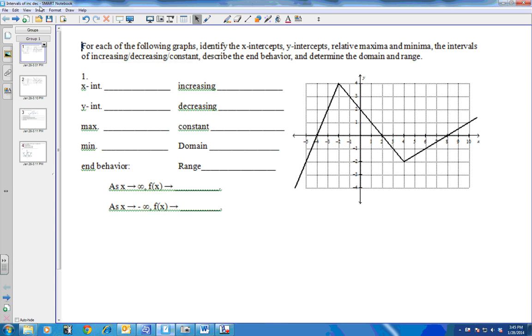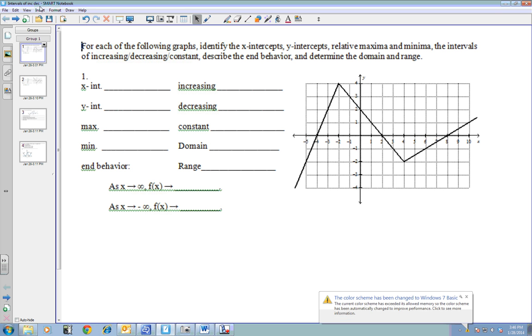Okay, we're going to do just some problems from your worksheet that I handed you. And we're going to introduce some new terms, and they're really not new, but we're going to be looking at graphs, and we're going to find their x and y intercepts. We're going to find where they have a relative max and min, and then we're going to find where they have intervals of increasing or decreasing. And then we're going to talk about their end behavior and write down their domain and range.